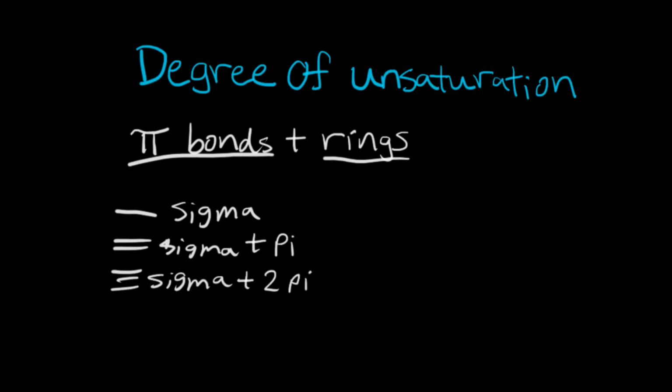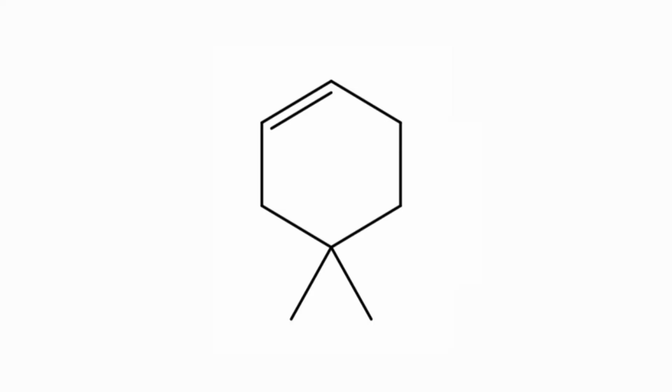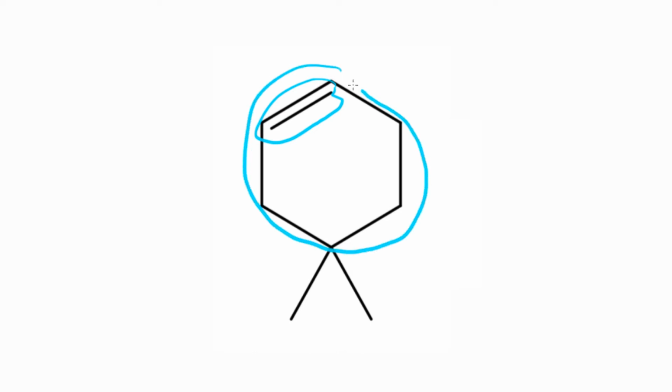So let's take a look at a couple examples to calculate degree of unsaturation to give us a better grasp of things. So in this first molecule, what do we see? Well, we see that there is a pi bond right here. And so that would contribute to a degree of unsaturation of 1. And then we have this ring structure. So we have one pi bond and one ring structure. So that's going to give us an overall degree of unsaturation of 2.